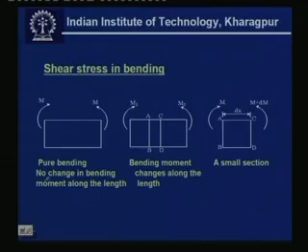What are we considering? Pure bending has no change in bending moment along the length; here the bending moment changes along the length. At this section it is M1, and at this particular section it is M2. If we consider a small elemental section A, B, C, D, then if this side is M, the other side C, D will be M plus dM, a small change in the bending moment along the length.